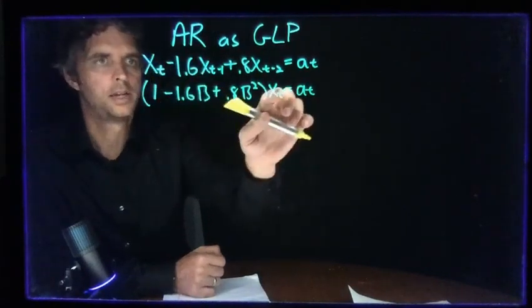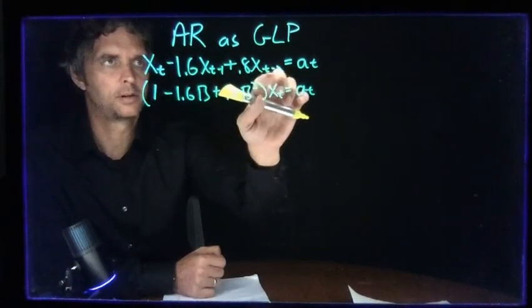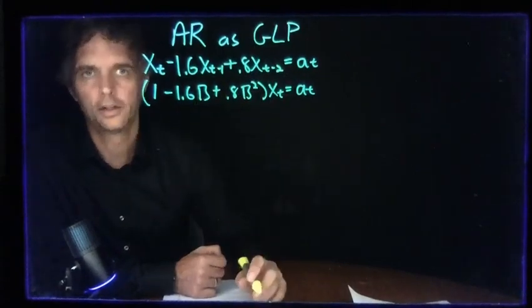xt times 1 is xt. xt operated on by B is xt-1, there's the minus 1.6. xt with B squared is xt-2, there's the 0.8. We are good.